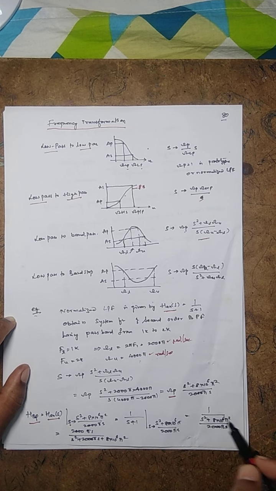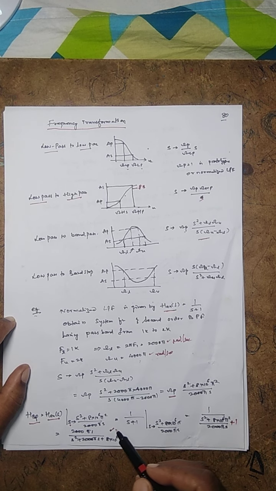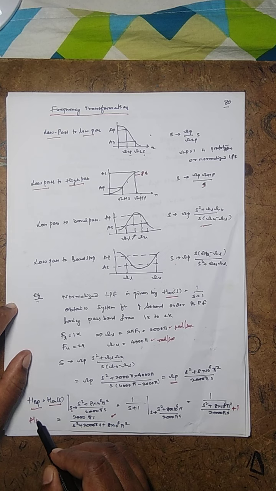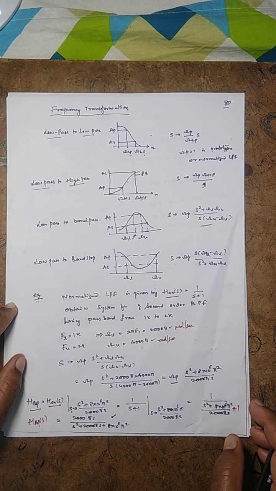If I write this in the place of S, this is 1 divided by S plus 1. Yes, this part is the S plus 1. This one as it is. If I simplify that one, you will get this expression. This is a band pass filter in the analog form.